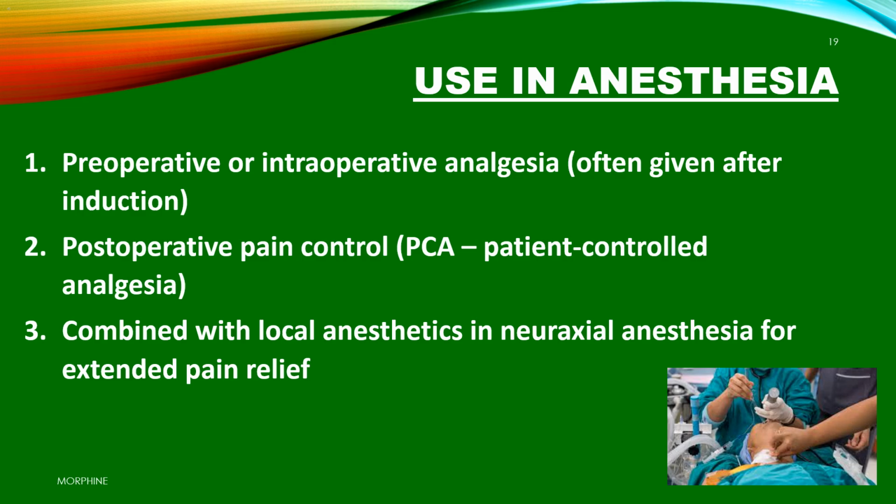1. Preoperative or intraoperative analgesia. Morphine is administered to provide pain relief before or during surgery, often given after induction to minimize discomfort and stress. 2. Postoperative pain control. Morphine is used to manage pain after surgery, and patient-controlled analgesia (PCA) allows patients to self-administer doses as needed, providing effective pain relief. 3. Neuraxial anesthesia. Morphine is combined with local anesthetics in neuraxial anesthesia, such as epidural or spinal anesthesia, to provide extended pain relief, reducing the need for additional pain medications.